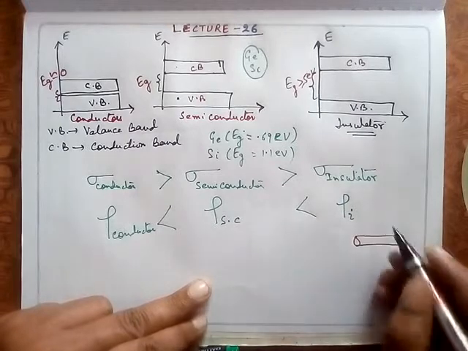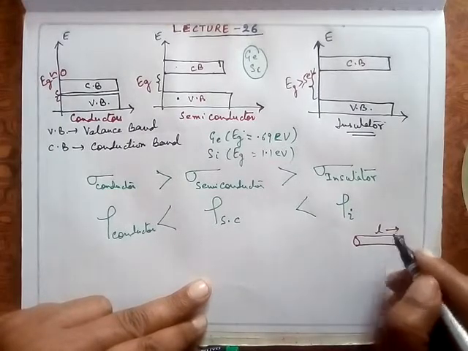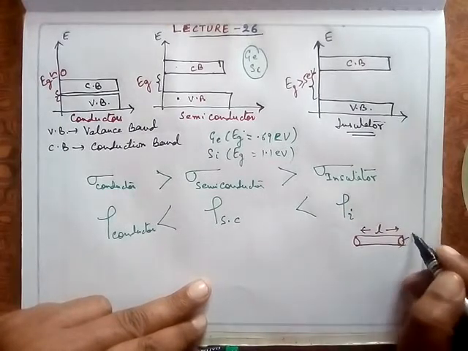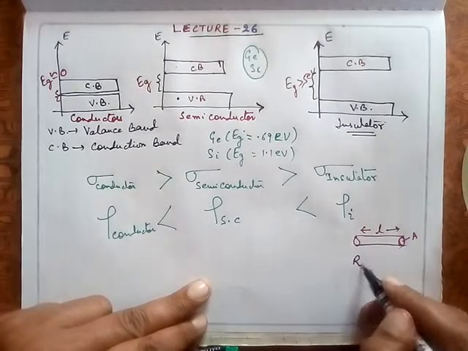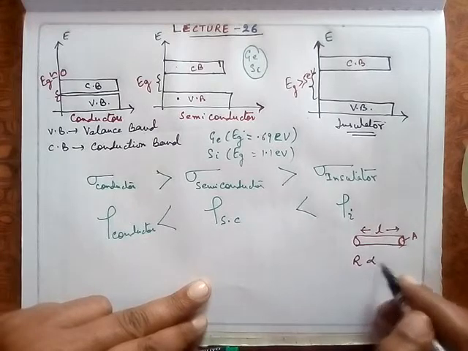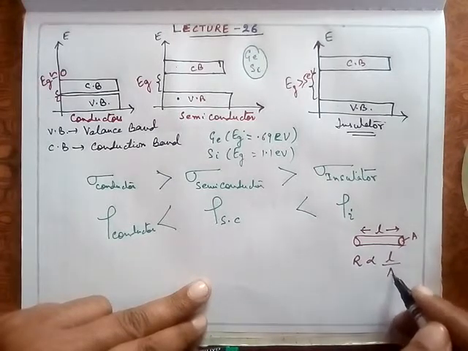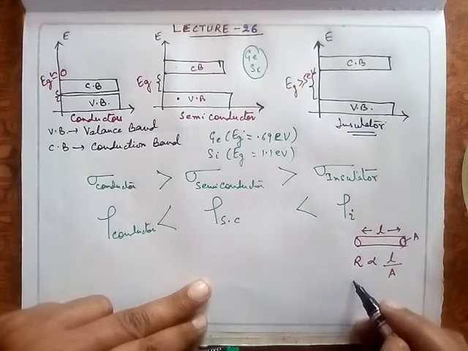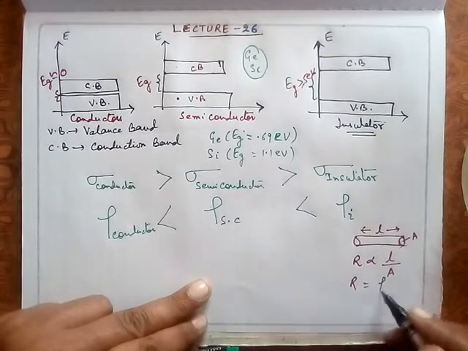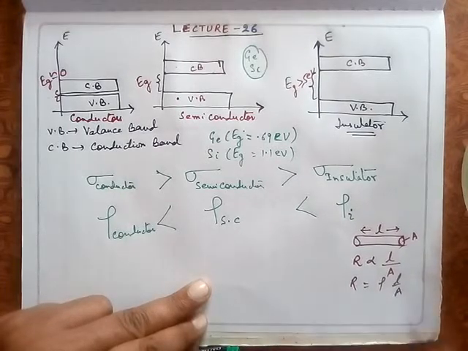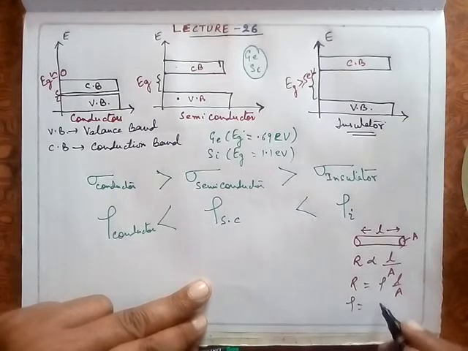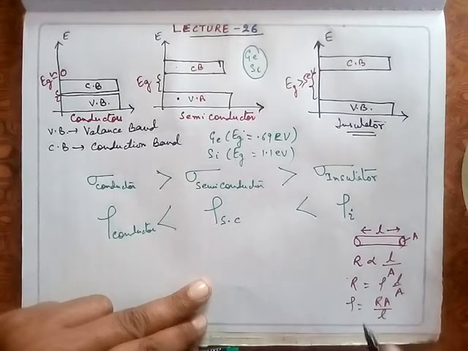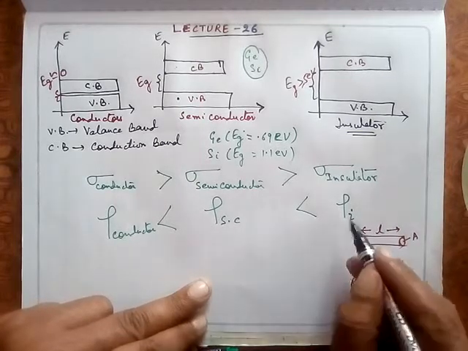This is a material of a conductor, or it can be a semiconductor, of length L, and suppose the cross-sectional area of this is A. Then we know that the resistance of this material is directly proportional to the length and inversely proportional to the cross-sectional area, or R is equal to rho L upon A, and this rho is equal to RA upon L.